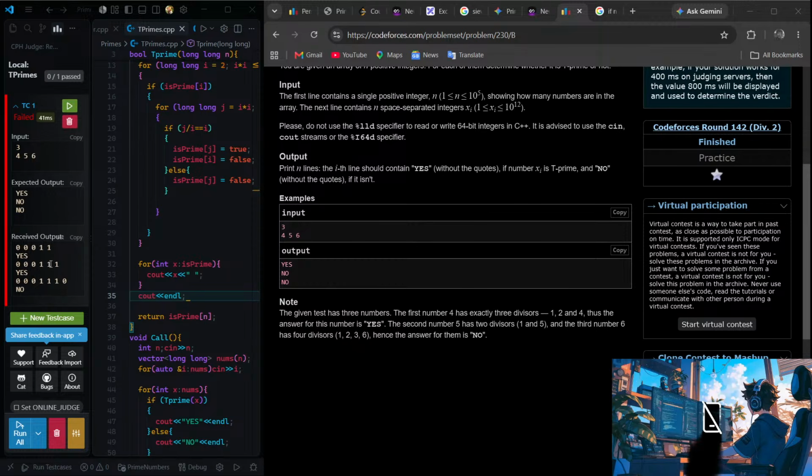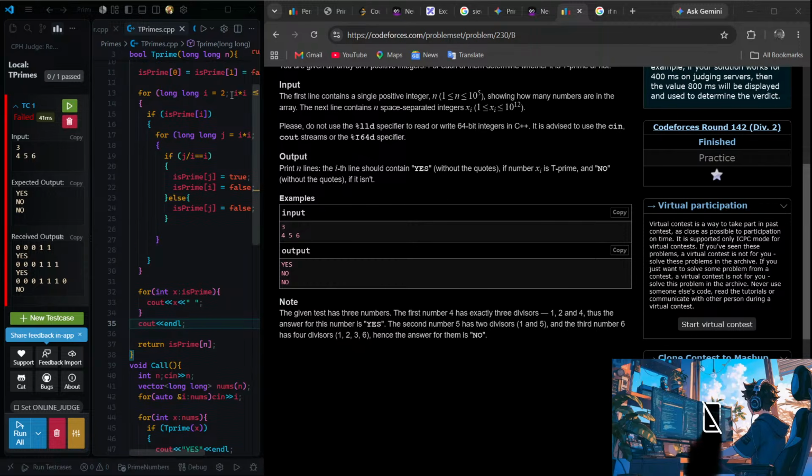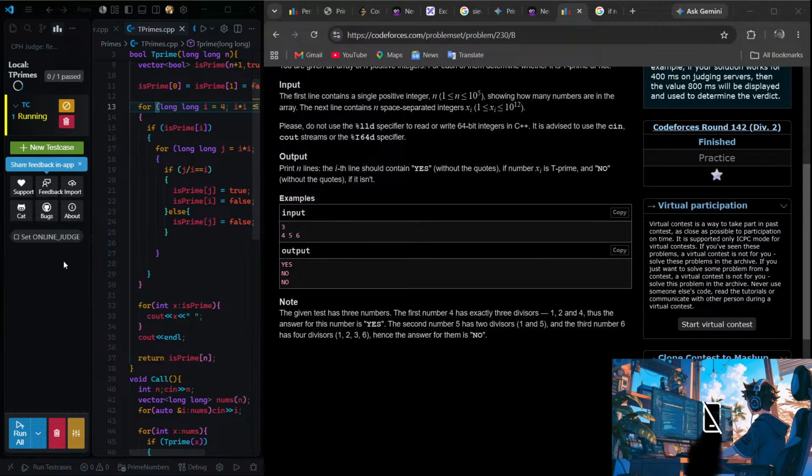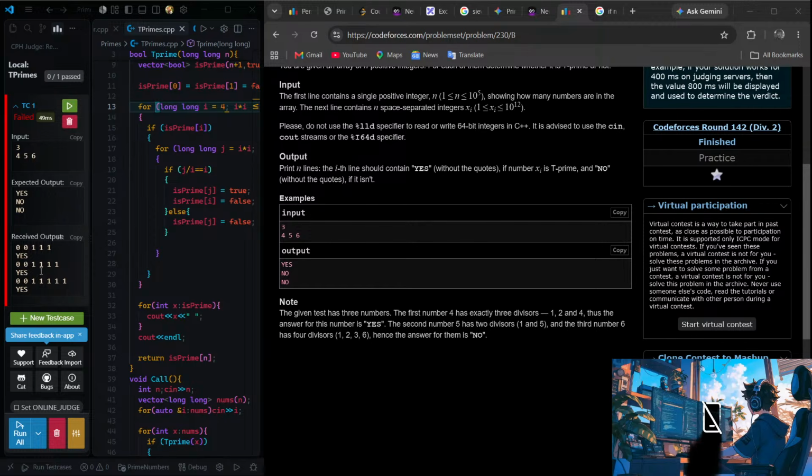For 4, the size will be 5. 0 is not a T-prime, 1 is not a T-prime, 2 is not a T-prime. So I know that I have to start from 4 now. Yes, yes, yes. I got yes for everything. Why did I get yes for everything?